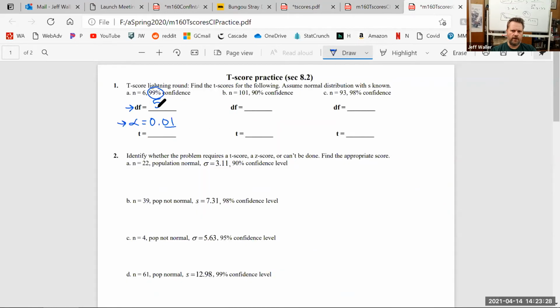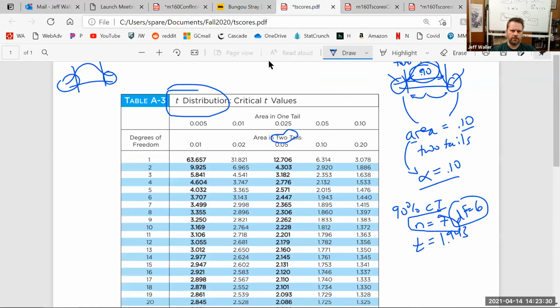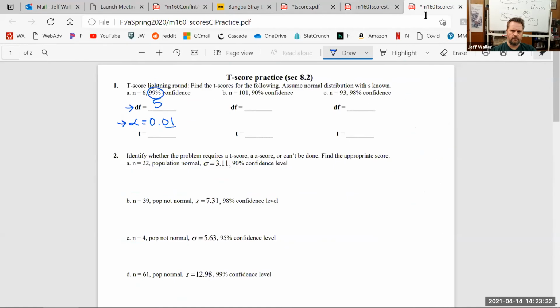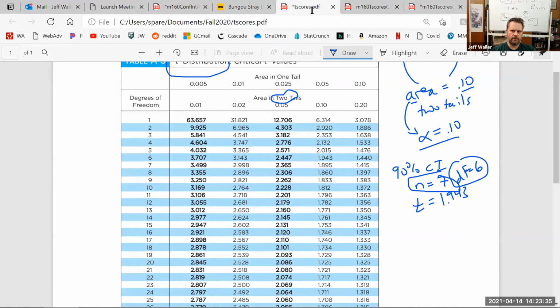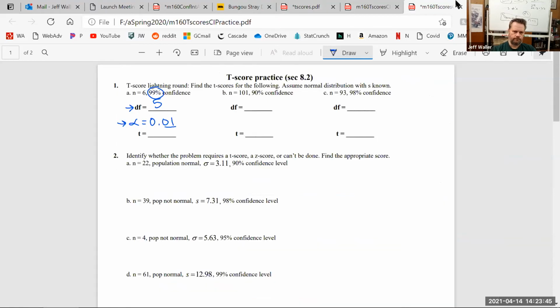Degrees of freedom is 5, and I want to go to which column for 0.01 alpha? Which column do I go to? First column. So there it is. It's 4.032. Does everybody get that? Try to do this next one.